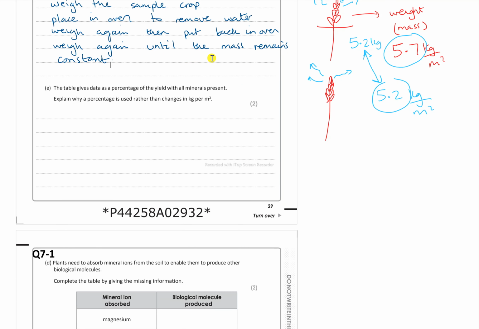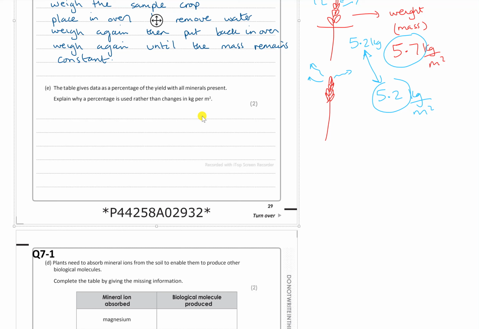Right, let's finish it off. The table gives data as a percentage of the yield with all minerals present. Explain why percentage is used rather than kilograms per meter squared.